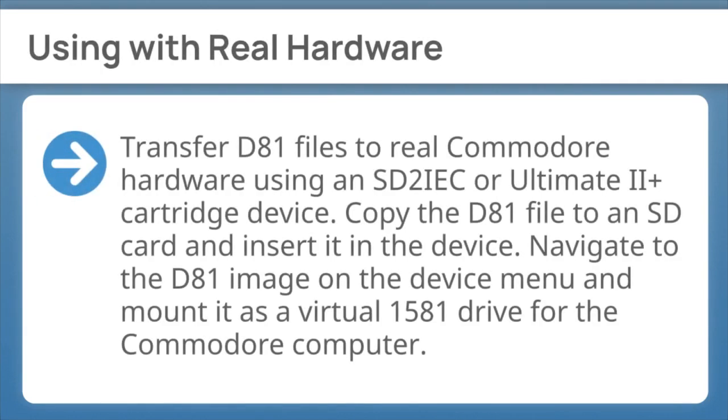Finally, using with real hardware. Transfer D81 files to real Commodore hardware using an SD2IEC or Ultimate II+ cartridge device. Copy the D81 file to an SD card and insert it in the device. Navigate to the D81 image on the device menu and mount it as a virtual 1581 drive for the Commodore computer.